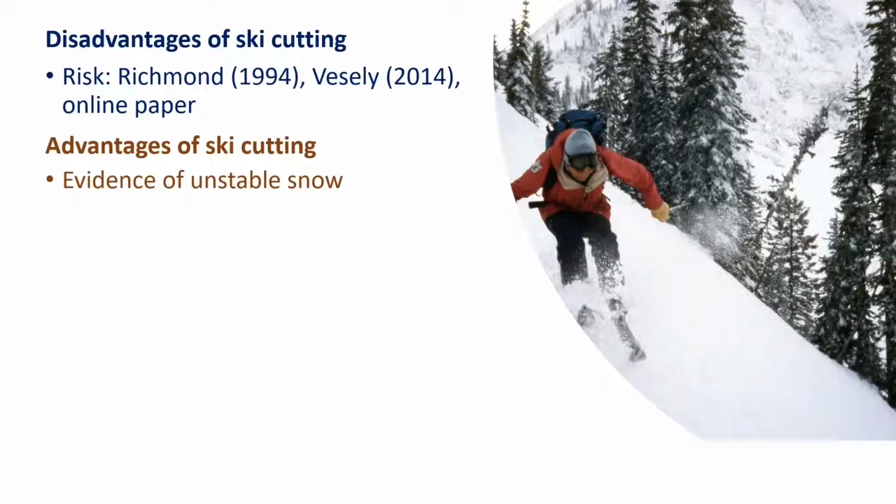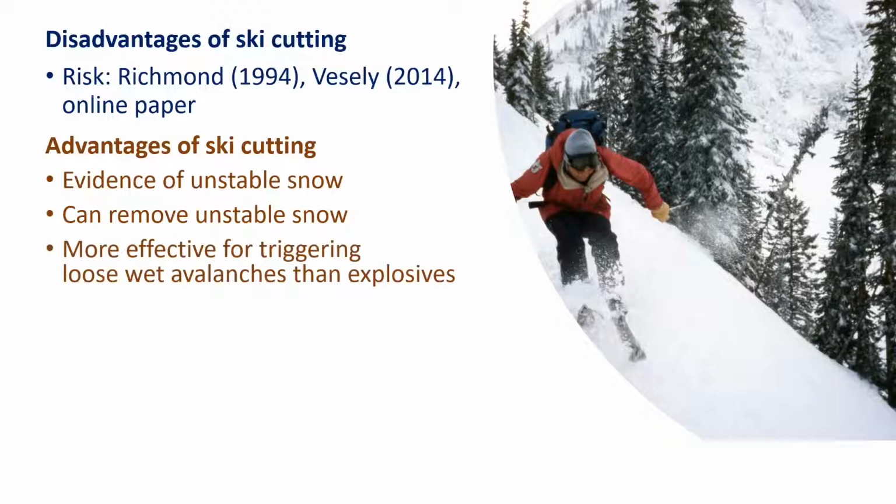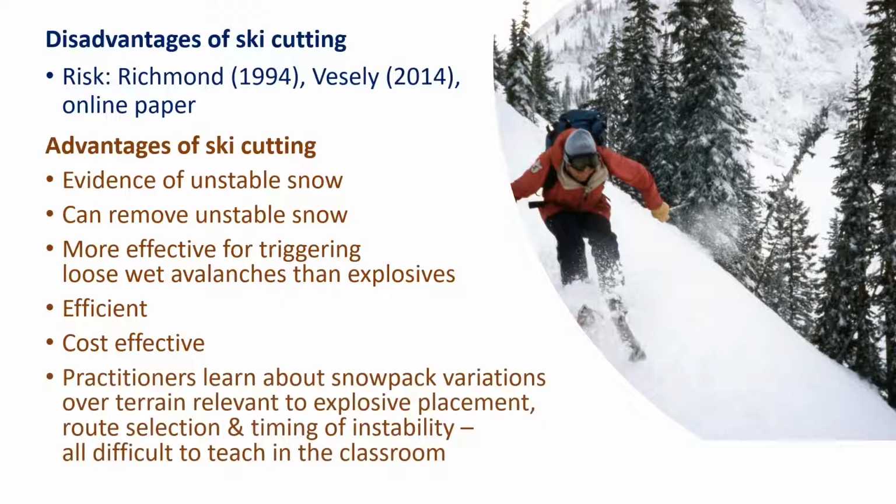The advantages of ski cutting include: it provides evidence of unstable snow, often before natural avalanches occur, which is key information for avalanche forecasting. Ski cutting can remove unstable snow before others with lower skills enter or travel below the slopes. Ski cutting is more effective for triggering loose, wet avalanches than explosives. In some avalanche operations, ski cutting is efficient and cost-effective. Also, practitioners can learn about snowpack variations over terrain that are relevant to avalanche release, about placing explosives and route selection, as well as how instability comes and goes, all of which are important to avalanche work and difficult to teach in the classroom.